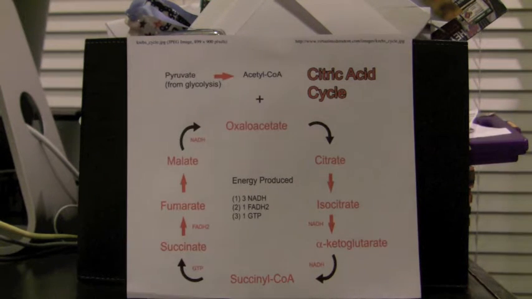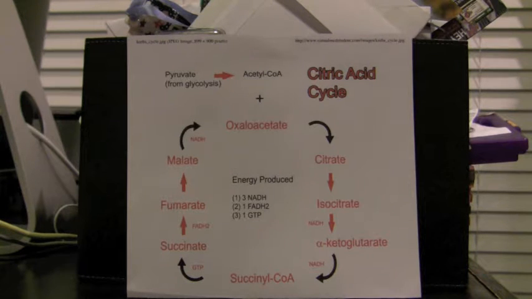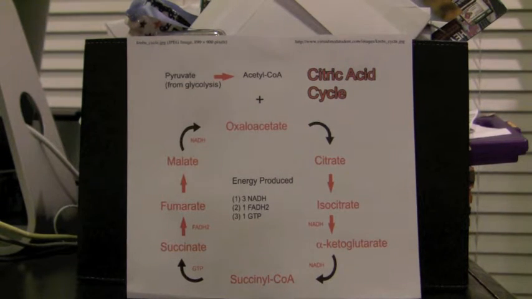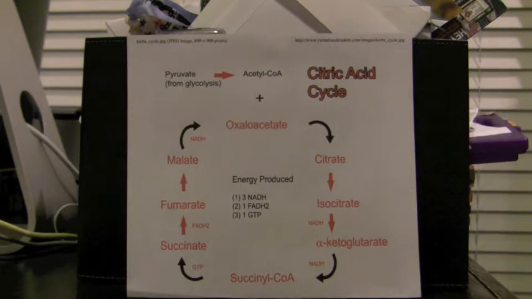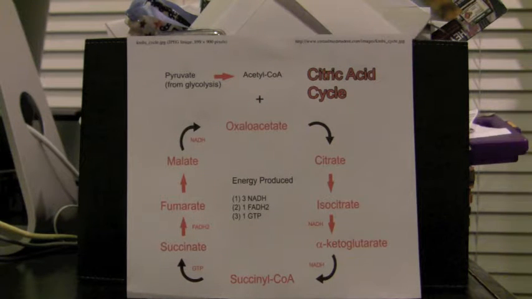Acetyl-CoA enters. The acetyl group attaches to the oxaloacetate, forming citric acid. The carbons from the acetyl group are oxidized into CO2. 3 molecules of NAD+ are reduced into NADH. 1 molecule of FAD is reduced into FADH2. 1 ATP is produced.